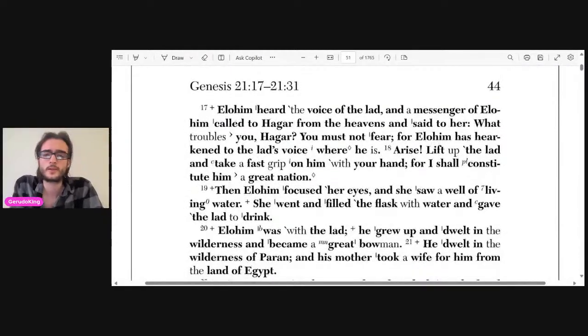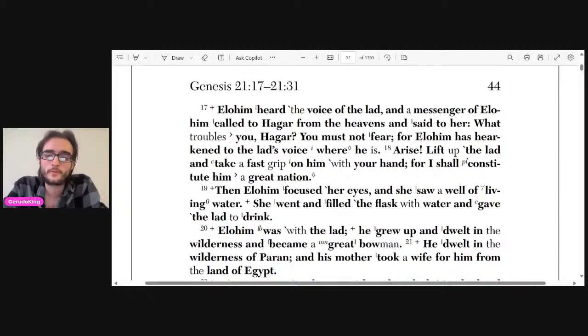Elohim heard the voice of the lad, and a messenger of Elohim called to Hagar from the heavens and said to her, What troubles you, Hagar? You must not fear, for Elohim has hearkened to the lad's voice where he is. Arise, lift up the lad, and take a fast grip on him with your hand, for I shall constitute him a great nation. Then Elohim focused her eyes, and she saw a well of living water.